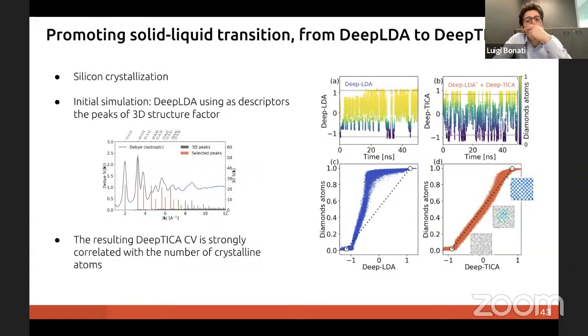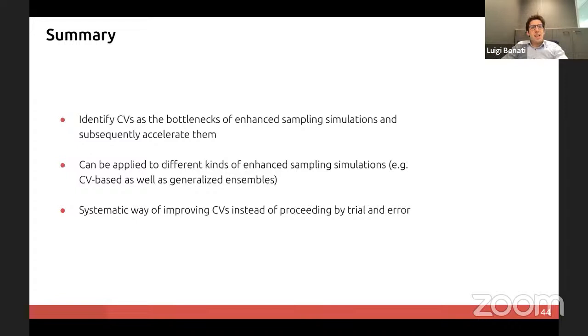So to summarize, we can identify the collective variables as the bottlenecks of enhanced sampling simulations, so the modes that most slowly decorrelate, and subsequently accelerate them to greatly improve the sampling. This approach can be applied to different kinds of enhanced sampling simulations, from CV-based to generalized ensemble, and it offers us a way to systematically improve the CVs instead of proceeding by trial and error until we find the right combination. So I think I showed that this can work even starting from very suboptimal simulations.